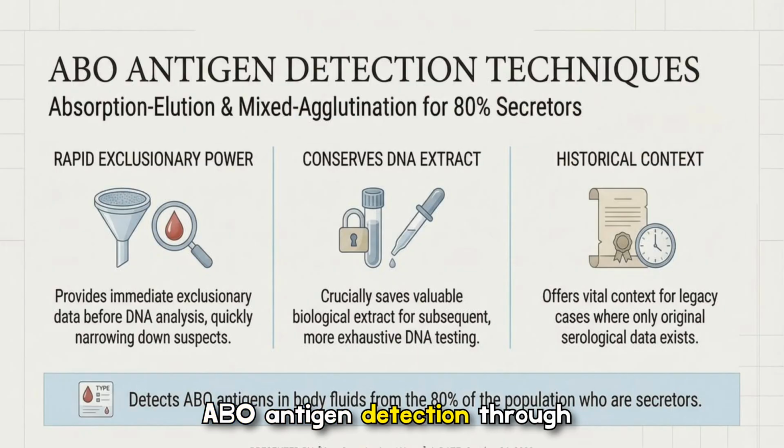ABO antigen detection through absorption elution and mixed agglutination is useful for the roughly 80% of secretors, providing rapid exclusionary information and conserving DNA extract for subsequent testing. Beyond immediate value, these serological results can be crucial in legacy cases, where only historical serology exists, helping narrow suspects without consuming valuable genetic material.